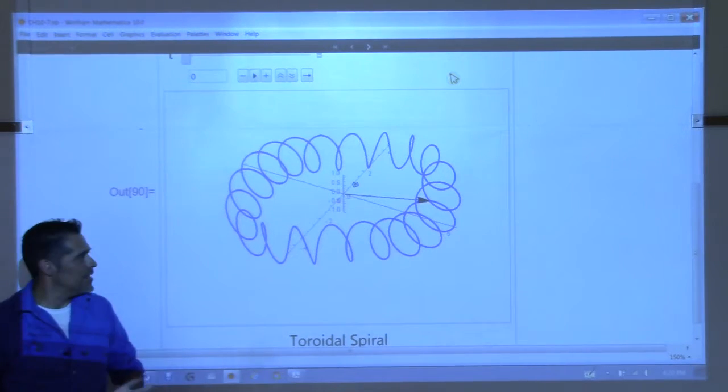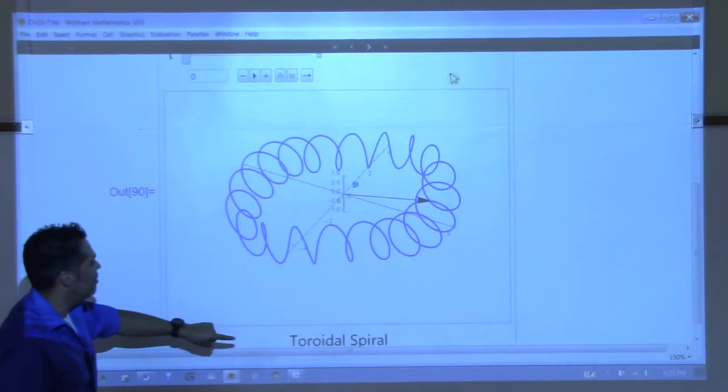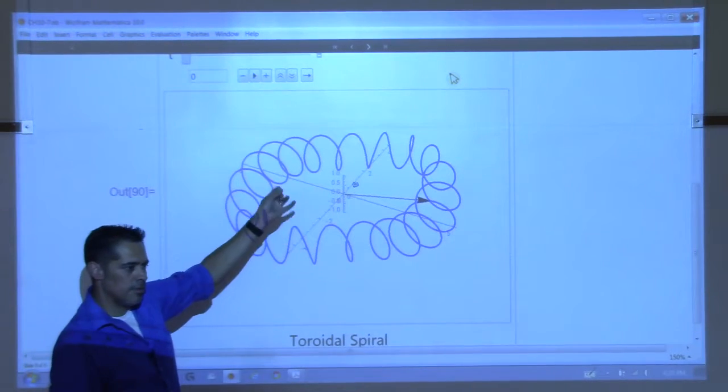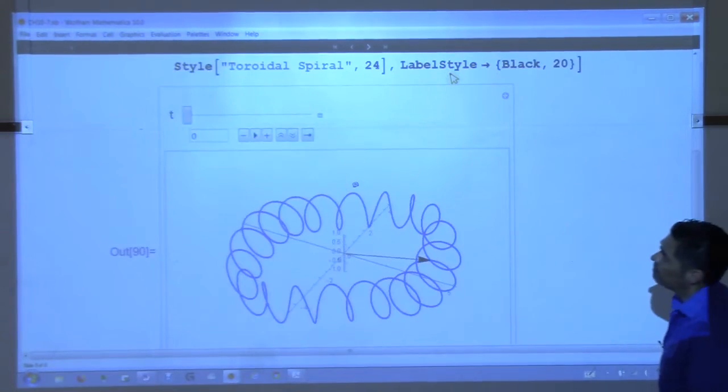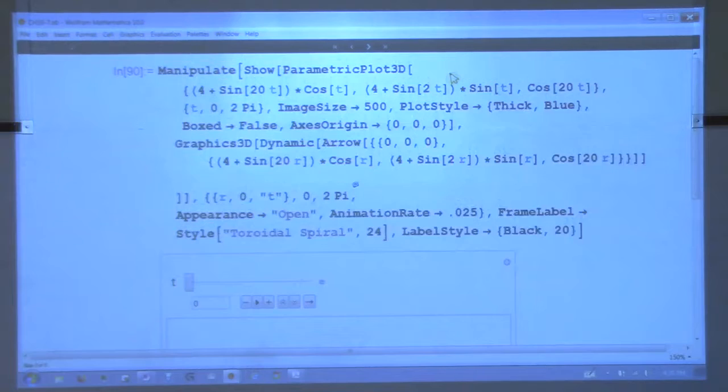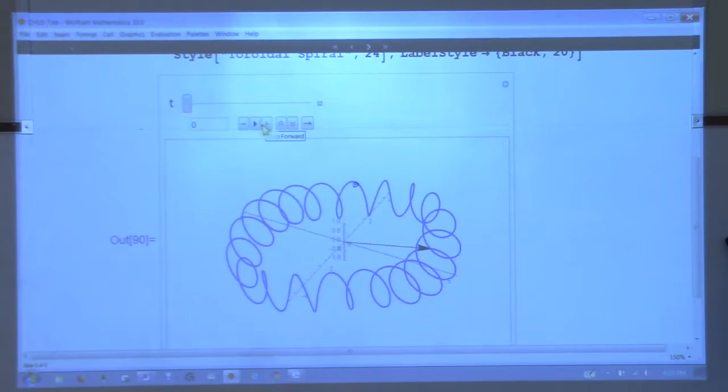That's called a torus. Now this is a toroidal spiral. It's a spiral going around a torus. So look at the vector valued function for this. It's in here, there it is. This particular one, here's the first component function: 4 plus sine of 20r, I use r instead of t, times cosine of r. Then here's the y component function, and here's your z component function. If you plug that into a computer, it will draw your toroidal spiral for you.